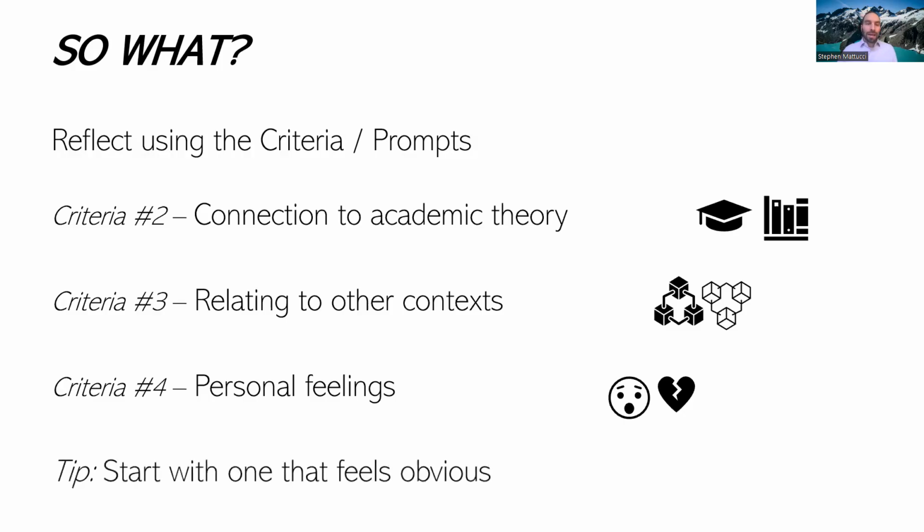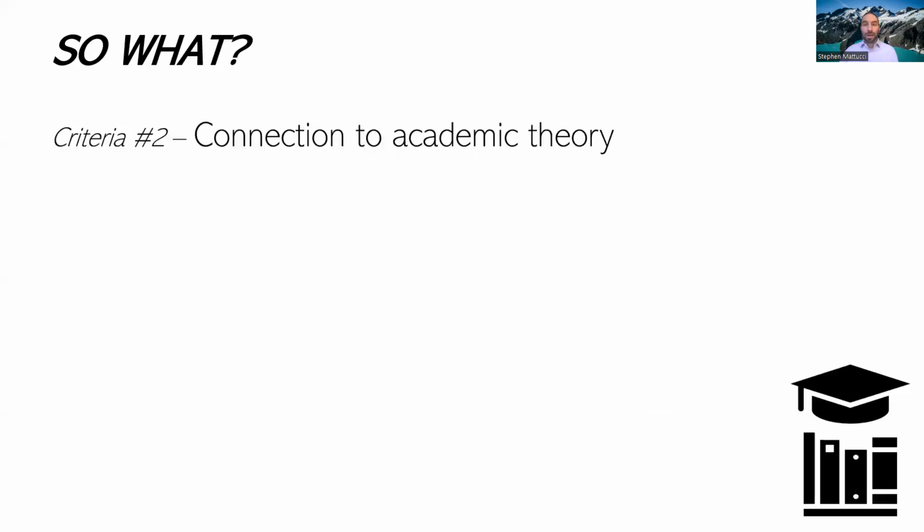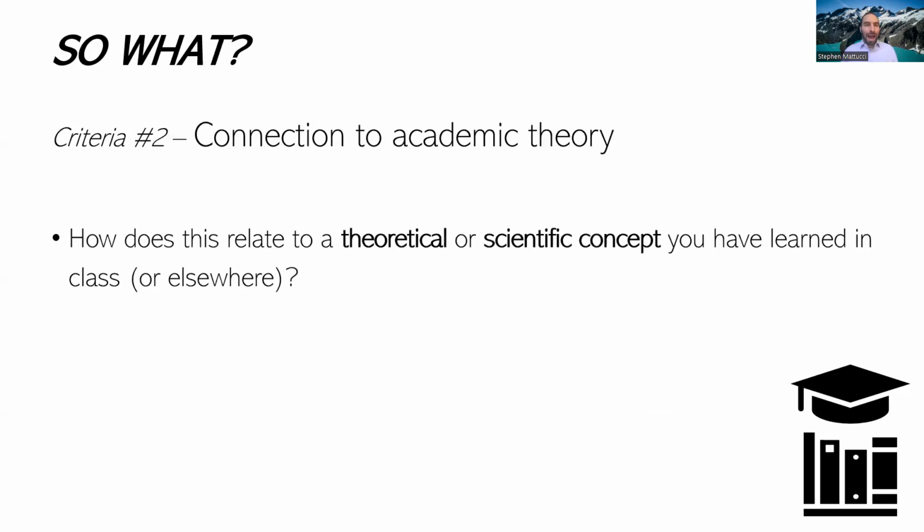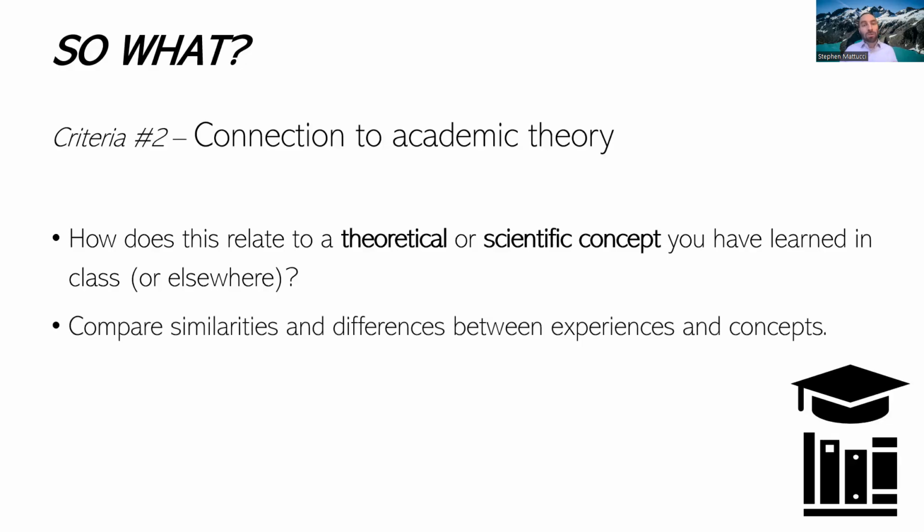So a tip here is to start with one that feels obvious. Likely one of these will be shouting at you and you'll be able to think of something. Start with that one. We're going to start with criteria number 2, connection to academic theory. So what this is really asking is, how does this relate to some theoretical or scientific concept you have learned in class or elsewhere? We're looking for you here to compare similarities and differences between the experiences that you've had and broader theoretical concepts that exist that others have observed.